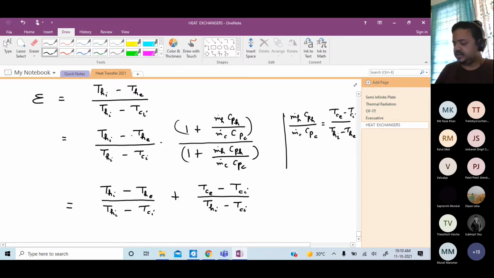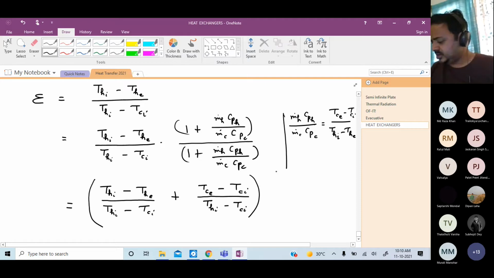So this term times Tce minus Tci divided by Thi minus The. So that term cancels, and this is what you get. This is my numerator. The denominator I will keep the way it is.